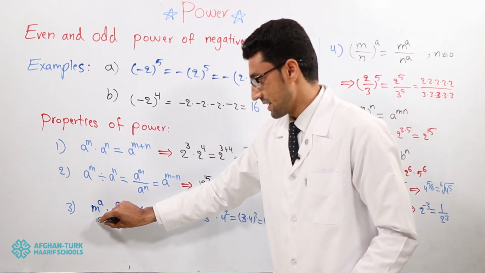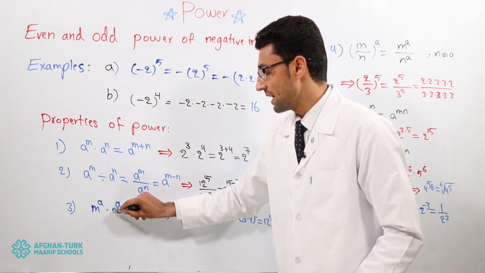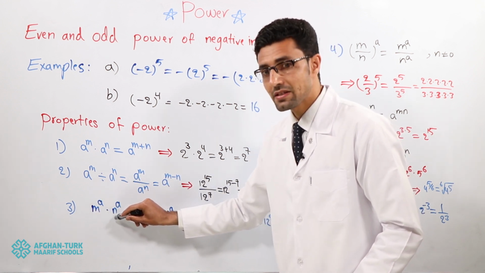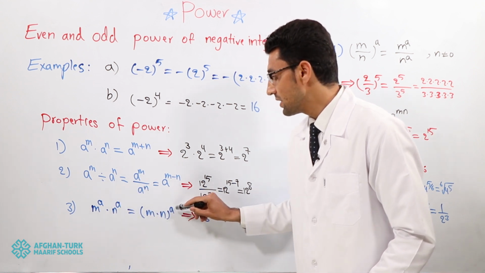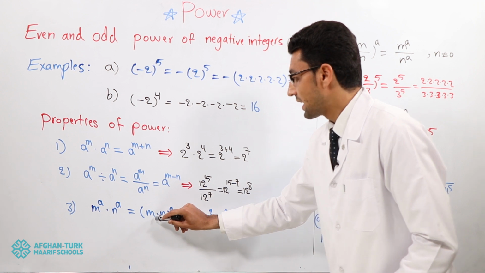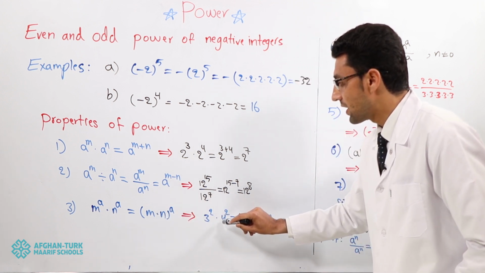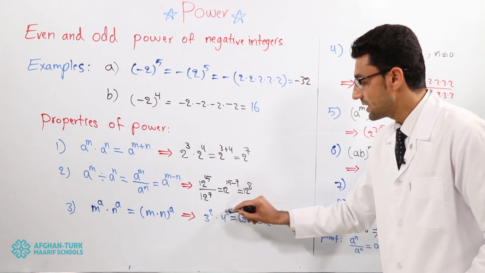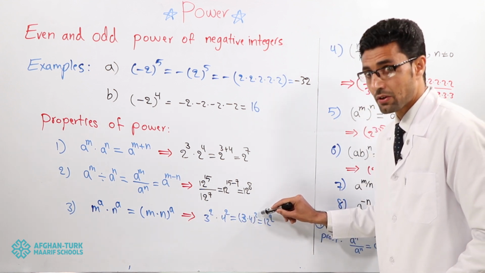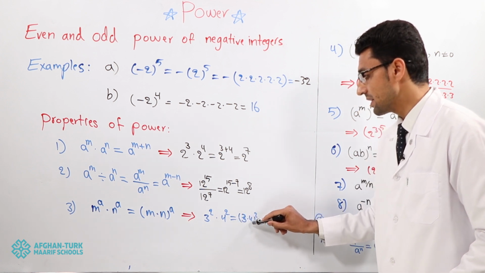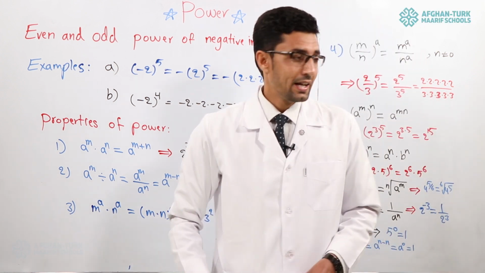If we have it like this, m to the power of a, n to the power of a, it means the powers are equal but the bases are different. So we take only one power and we multiply the bases. Okay. Example, 3 to the power of 2 times 4 to the power of 2. From these two, we take only one power, and we multiply 3 times 4. How much is 3 times 4? 12. Okay.